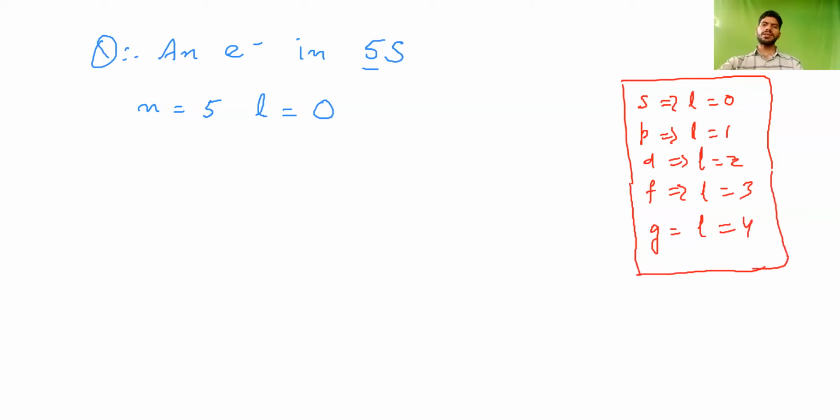So here you can see that when L value is 0, can you tell me what will be the M value? When L is 0, M will also be 0. And what will be the spin? Whenever we have any electron, it can move in the clockwise or anti-clockwise direction, so you can show it as plus half or minus half. So this is the correct way. Got it now?